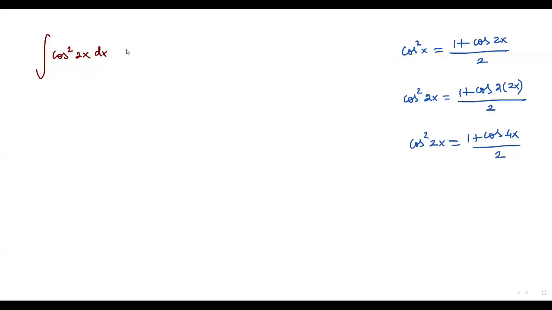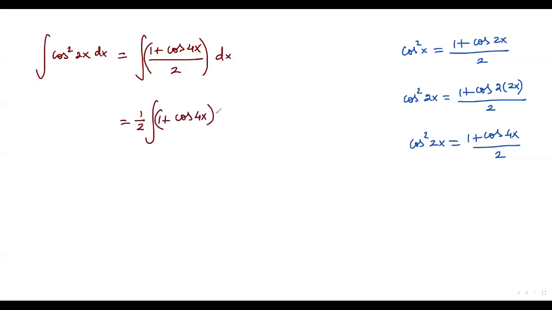Okay, now let me continue with the integration over here. That is the integral for this cosine square 2x. We can plug in the stuff, that is 1 positive cosine 4x over 2 times dx. Okay, now what we can do is move this constant 2 out of the integration. Since a constant 2 is in the denominator, when it comes out, it will be 1 over 2 integral 1 positive cosine 4x times dx.